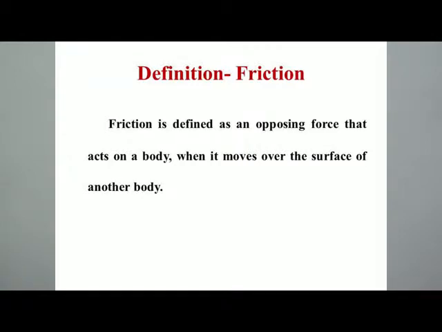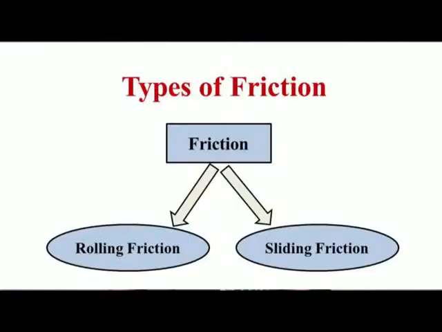What is friction? Friction is defined as an opposing force that acts on a body when it moves over the surface of another body. A ball rolling on the ground moves to a certain distance and stops because a frictional force, that is, an opposing force, acts between the ball and the ground. This we call frictional force or friction.